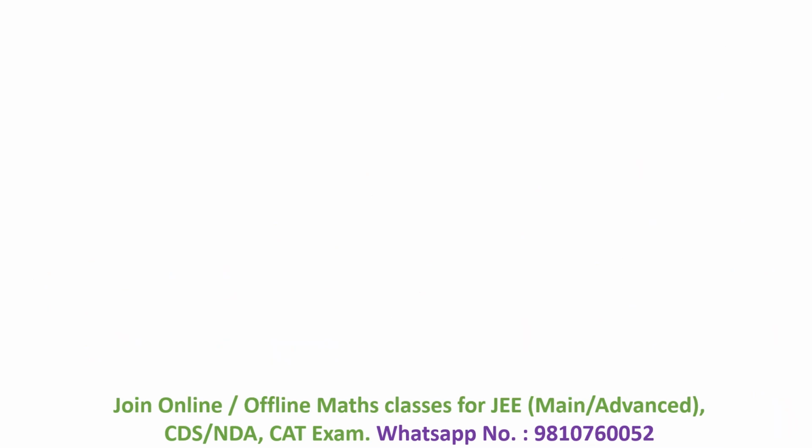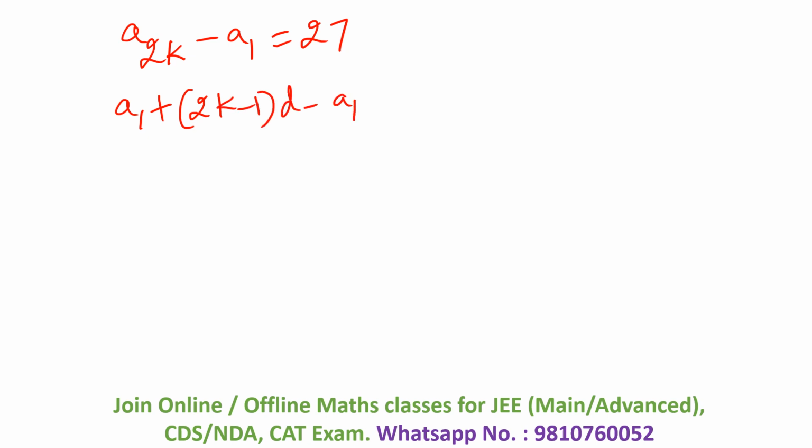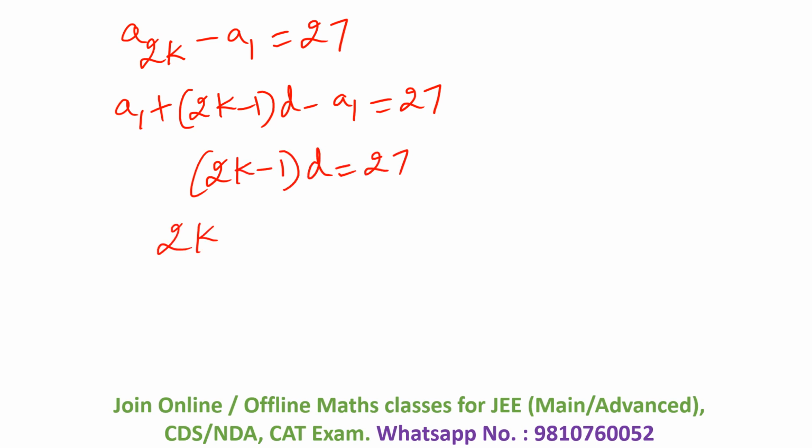Now students, it is given that the last term of the AP, which is A2k, exceeds the first term by 27. So that means A2k minus A1 equal to 27. A2k can be written as A1 plus 2k minus 1 into d. So from here, what do we get? We will be getting 2k minus 1 into d equal to 27. This can be written as 2kd minus d equal to 27.